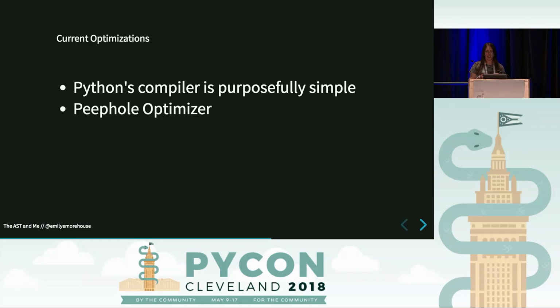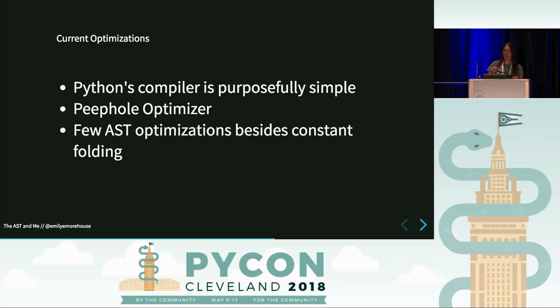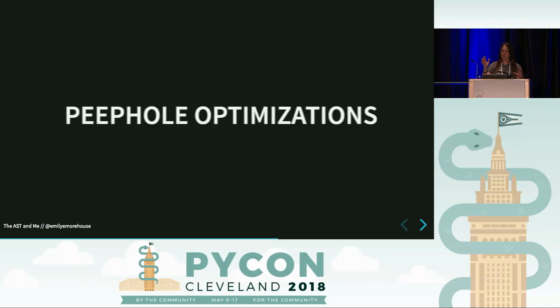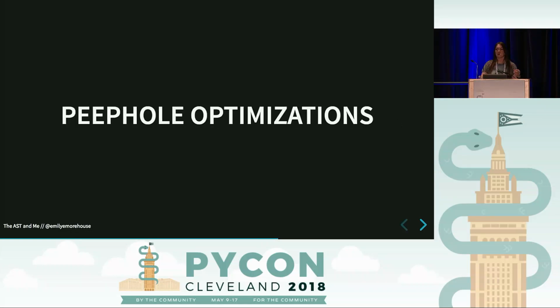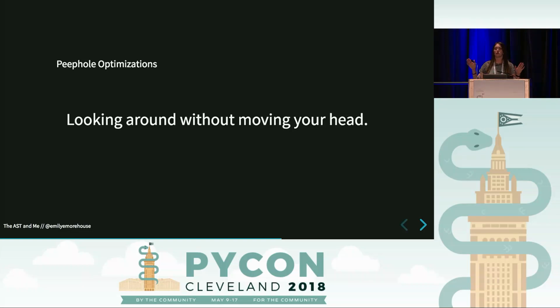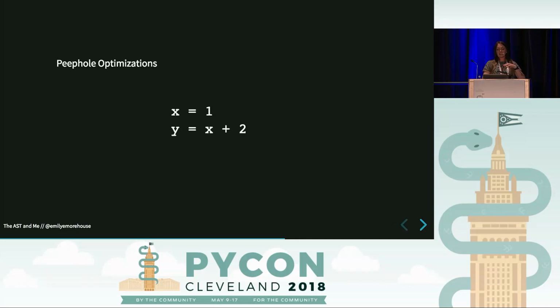We're also going to talk about the peephole optimizer, as well as a few other optimizations besides constant folding. There are actually very few optimizations outside of constant folding that we see in the AST, but we're going to dive into that a little bit more in a second. So, peephole optimizations. The way that I really like to think about peephole optimizations is kind of looking around without moving your head. It's really using that peripheral vision to see what is directly around you and what you can use from that information. A really easy, simple demonstration of this is taking something like x equals 1 and y equals x plus 2.